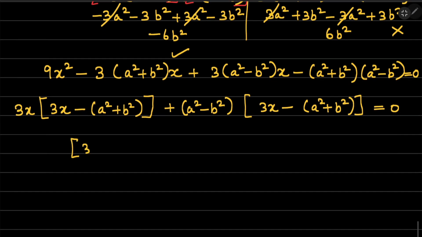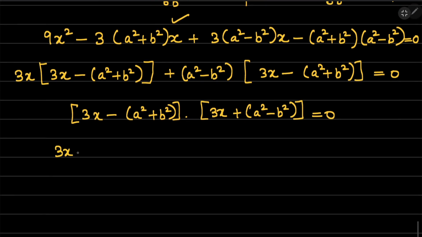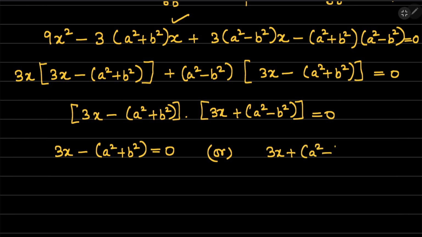So, rest is all same. 3x minus a square plus b square is one term, and the other term is nothing but 3x plus a square minus b square, equal to 0. So here is 3x minus a square plus b square equal to 0, or 3x plus a square minus b square equal to 0.